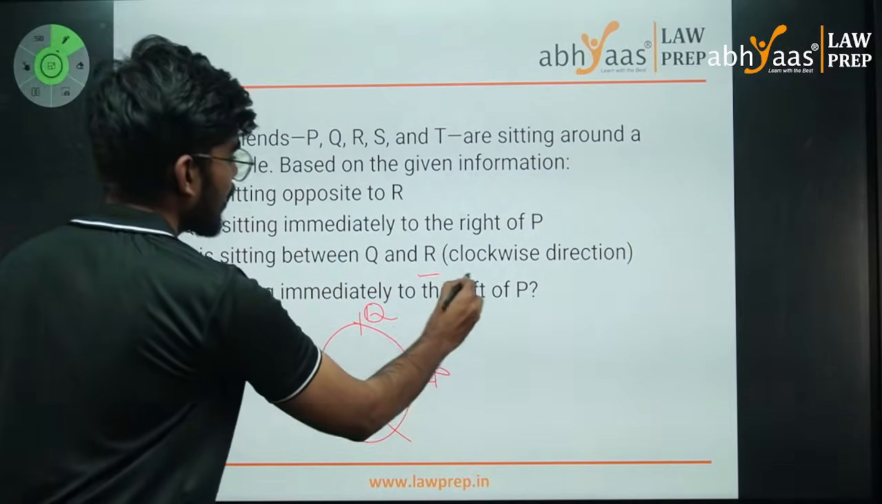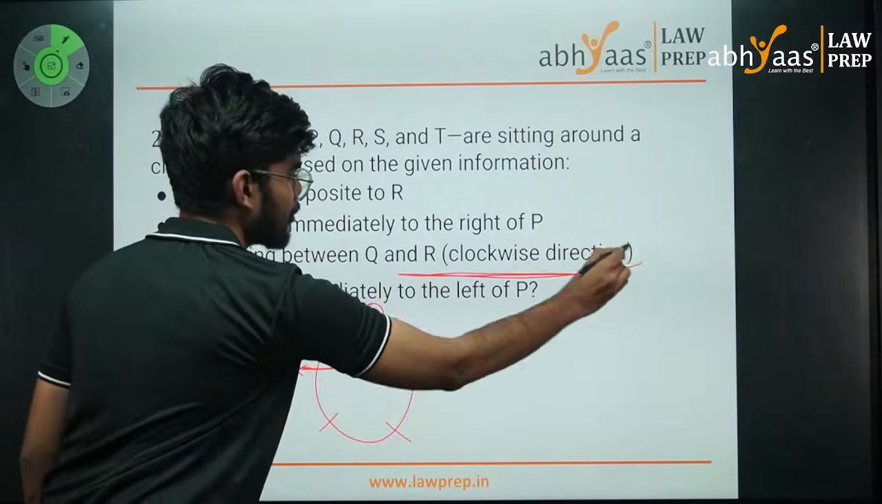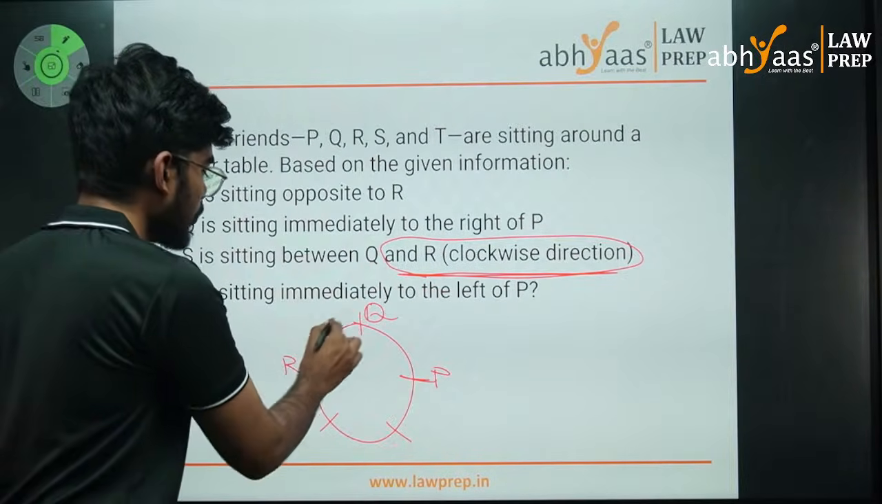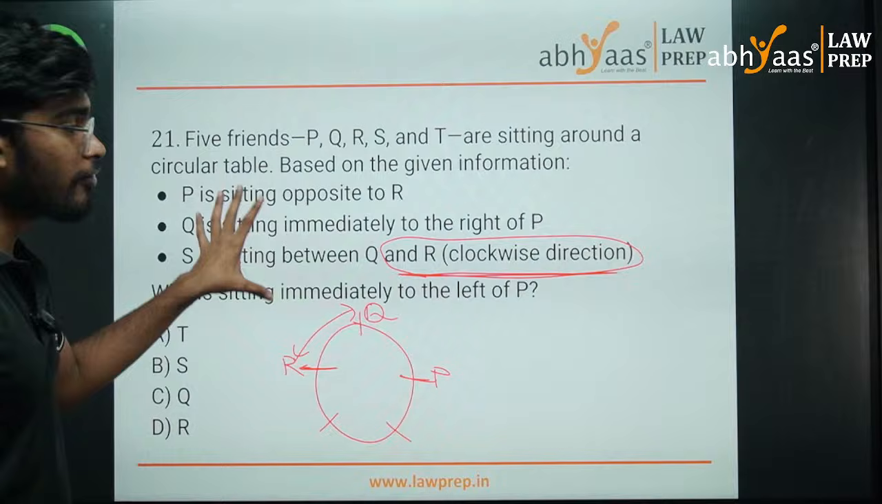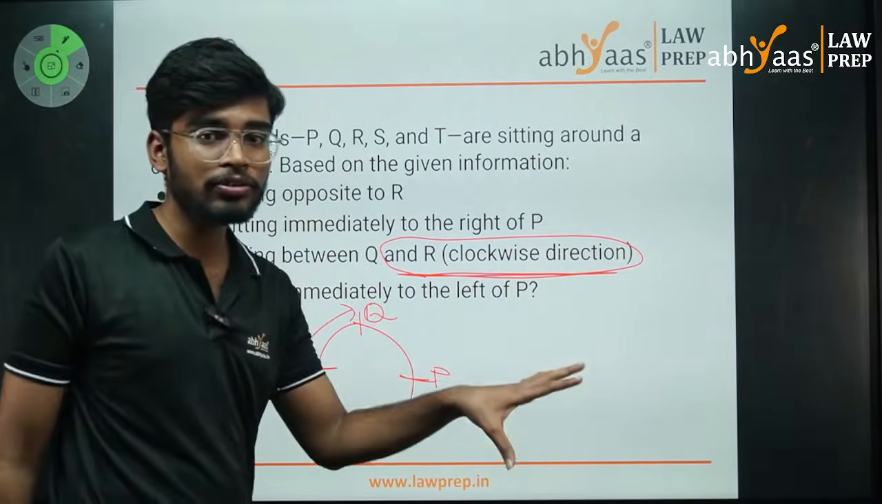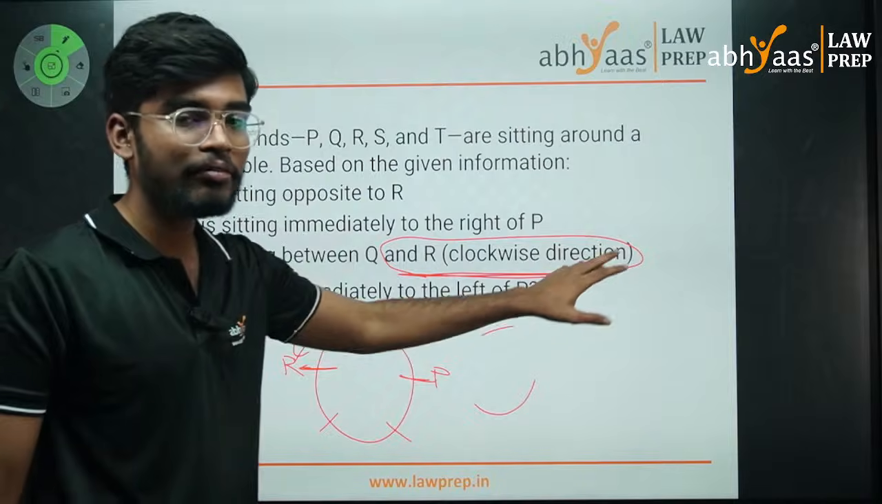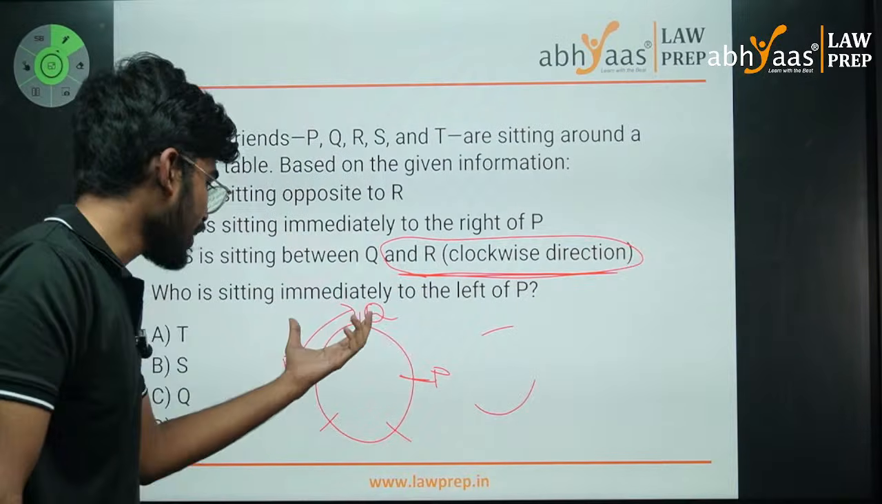See, here S cannot be placed exactly between Q and R. So this position cannot be changed. If you come across these kinds of questions, what are you supposed to do? You need not go with diagram 2, diagram 3 and so on. See, here the diagram is contradictory.